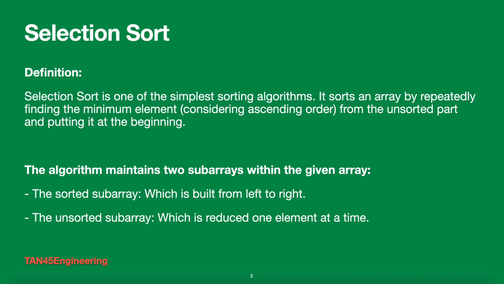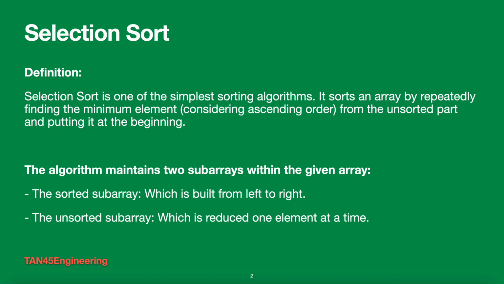Selection sort is also one of the simplest sorting algorithms, just like bubble sort. It sorts an array by repeatedly finding the minimum element from the unsorted part and putting it at the beginning. The algorithm maintains two sub-arrays within the same array. First, the left side is the sorted array, which is built from left to right. Then the unsorted array, which is reduced one element at a time.